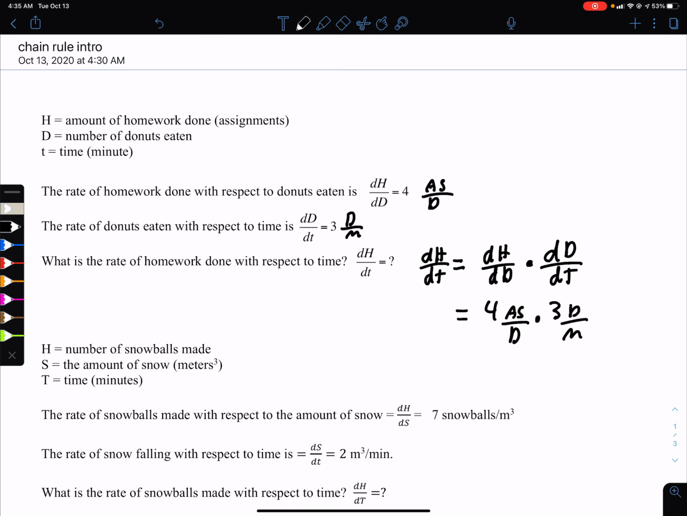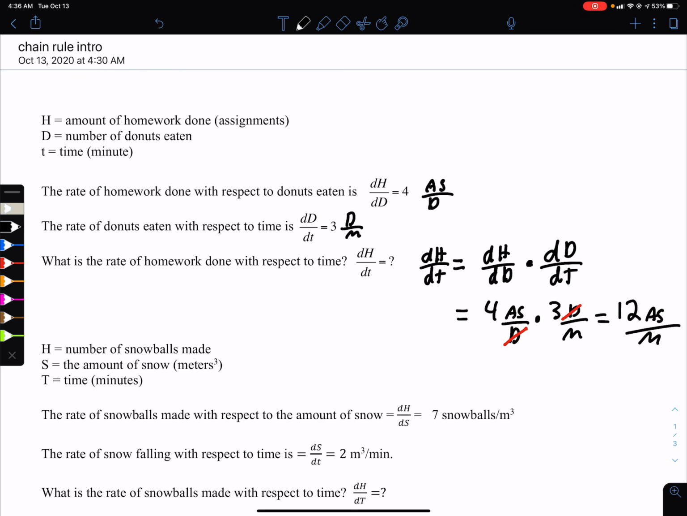If you look at this, it seems logical that these donuts cancel, right? And so, in essence, we do 12 donuts, or excuse me, assignments. I guess I'm hungry. 12 assignments per minute. Maybe I should have hours. That's pretty fast. That's way too fast.